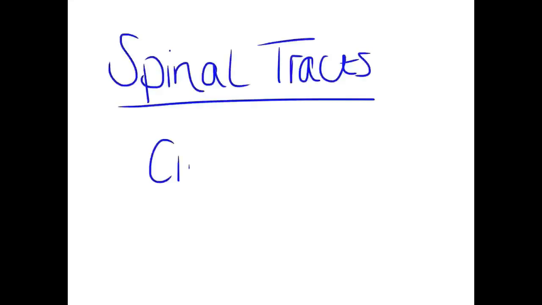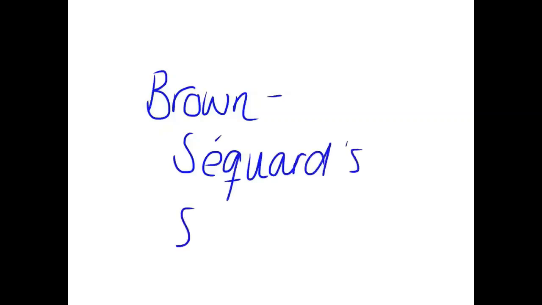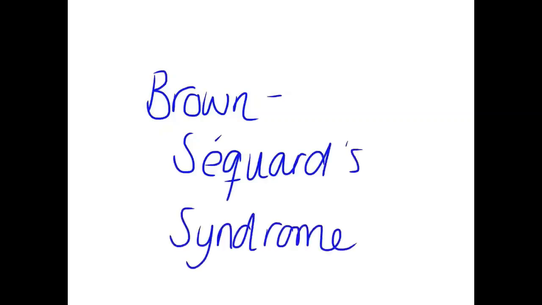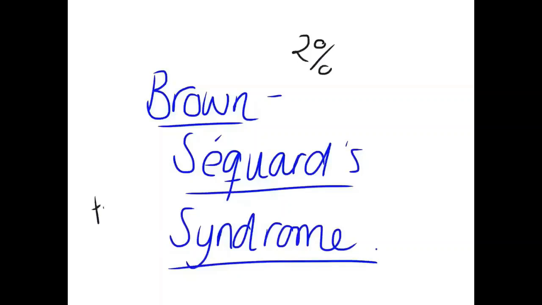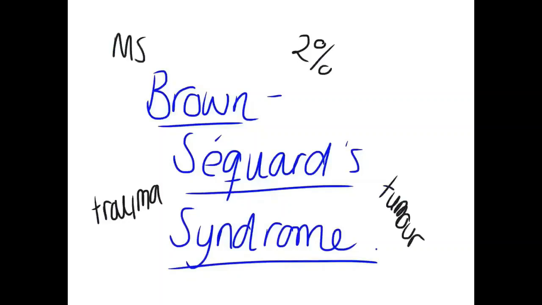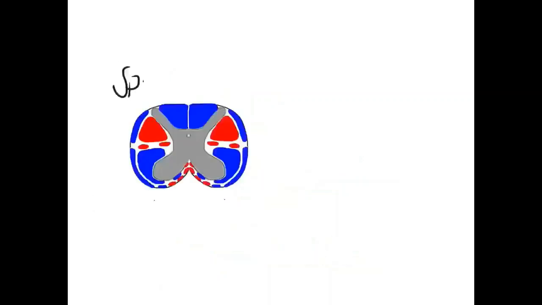In this video, we will be using a condition to help bring all of the knowledge from the previous videos together. Brown-Sequard syndrome is a rare form of spinal cord injury which gives specific signs and symptoms. It is estimated to happen in 2% of spinal cord injuries. Usually this injury happens due to a penetrating trauma which physically severs half of the spinal cord.